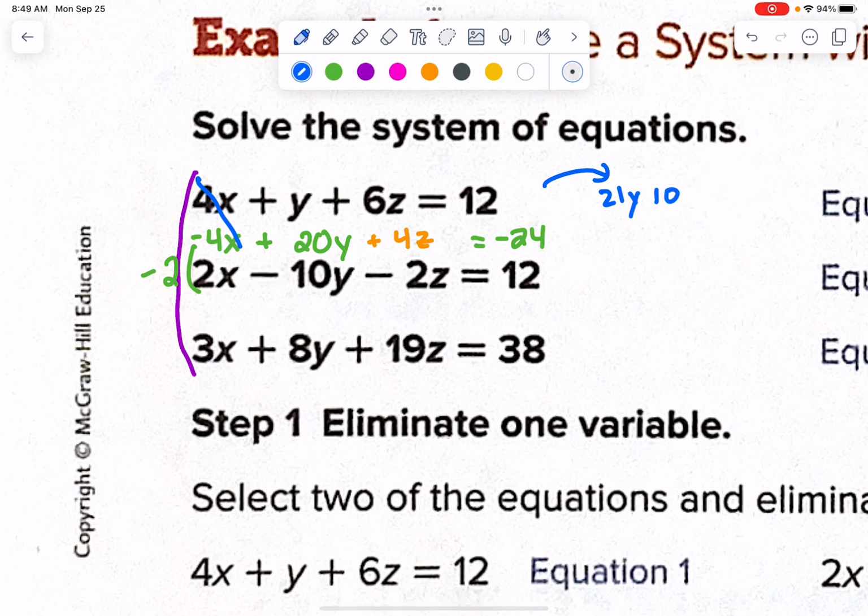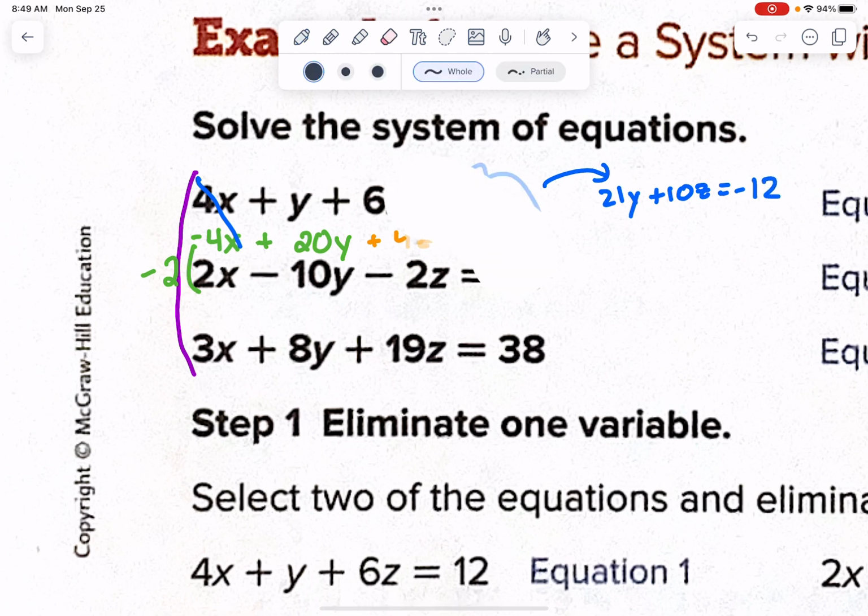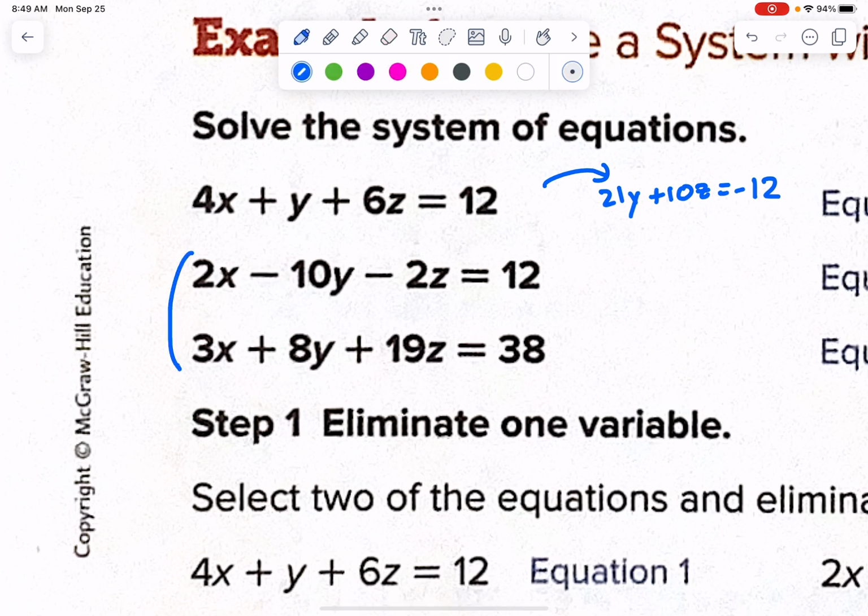10z equals, and then this will be -12. Okay, all right, then I'm going to erase this stuff. Now I have to put together the second and third equation like this. Okay, so what we said is that we still have to eliminate x. Here we have x and here we have x. We want to make them be 6.